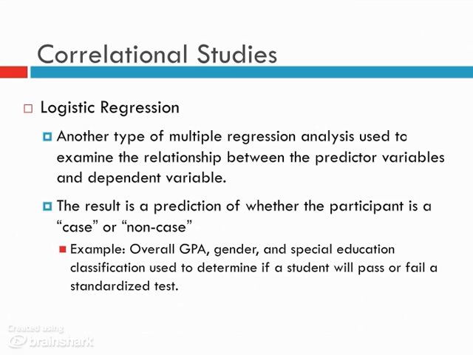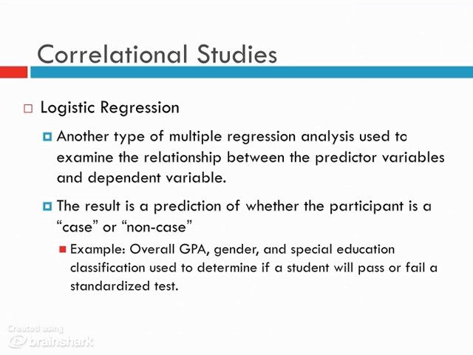And one of the types of multiple regression analyses that you can use is something called logistic regression. Essentially what this does is it uses the predictor variables to predict whether or not a participant is or is not going to fall in a certain category. So if we're saying that a student has a certain GPA, class rank, and SAT scores, will they make it through their first year of college? Either they will or they won't.